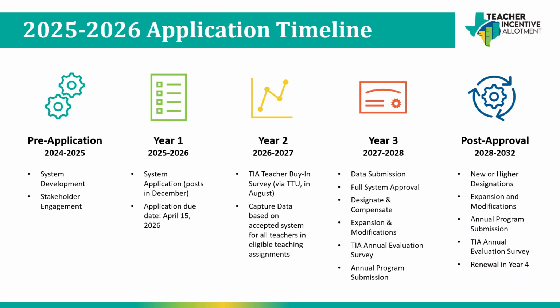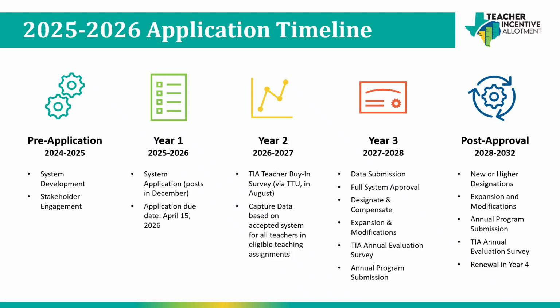Here is an application timeline for the 2025-26 school year. You'll notice that pre-application could have started as early as last year in the 24-25 school year. Some districts took some time in the last year to think about TIA, maybe watch a webinar or two, do some basic stakeholder engagement, and so we call that the pre-application year. Not every district does this, so if that did not happen for you, no worries. Year one will be this year, the 25-26 school year.